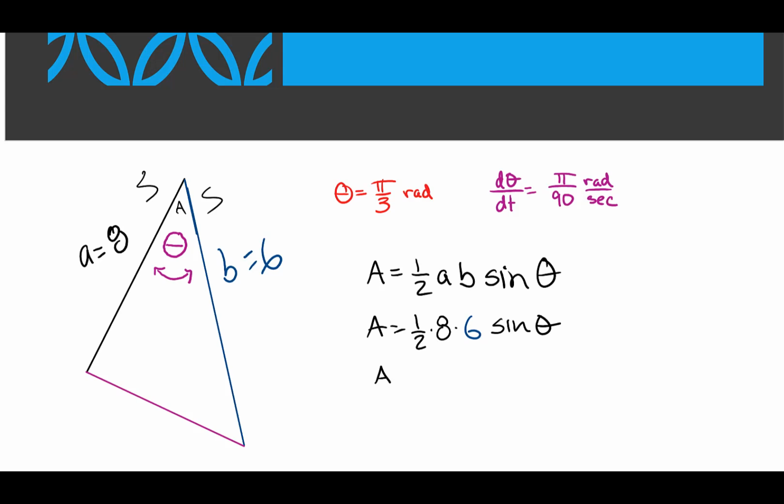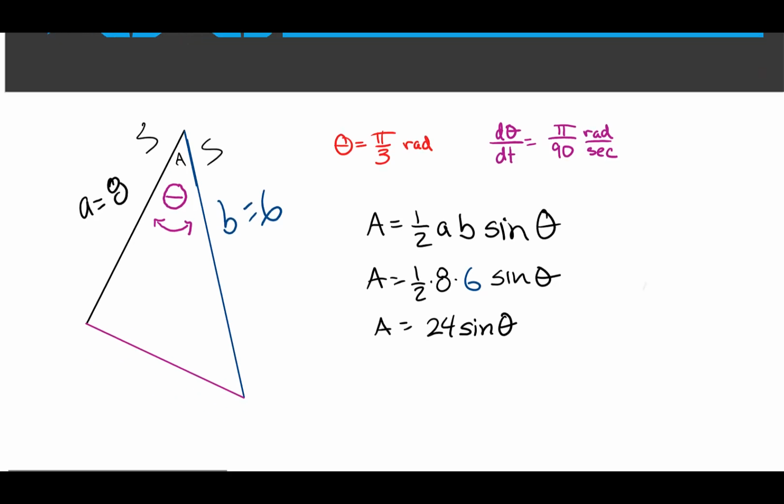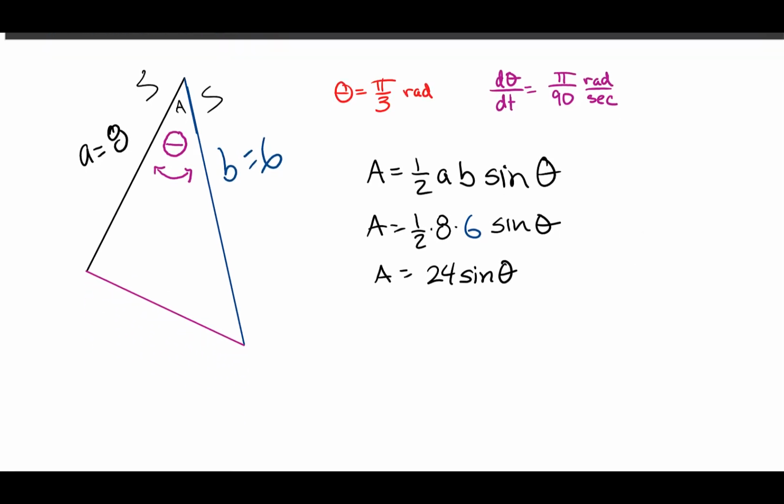Cool, let's clean it up a little bit. Half of 8 is 4. 4 times 6 is what, 24? So we have 24 sine of theta. So why don't we go ahead and take a derivative on this? So the change in A with respect to time, times 1 of course, because it's all a chain, is equal to the derivative of 24 sine of theta. That's 24 cosine of theta, but we're going to need to multiply by the change in theta with respect to time.